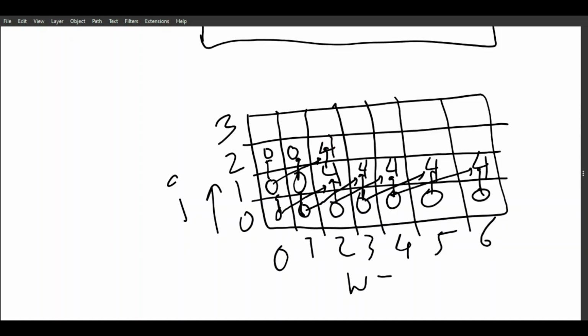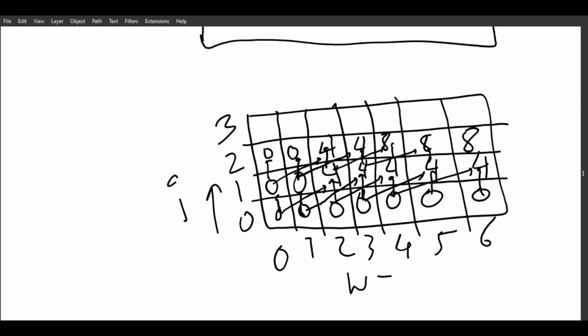Same way we continue: take this or 4 plus this, max. So we get 4. Here also, 4 or 4 plus 4. So max is this 8. Here also, I will just write the values, 8 and here also 8. So row number 2 is also completed.